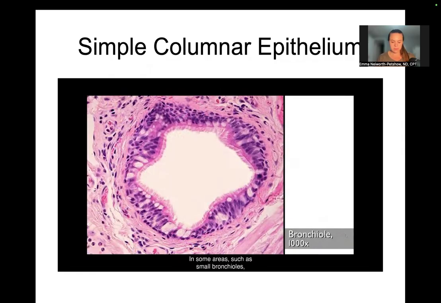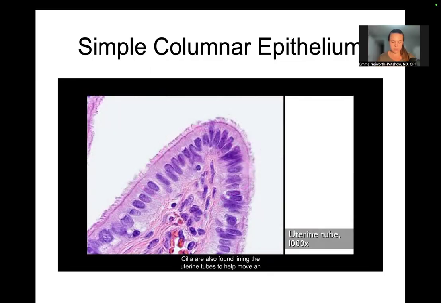In some areas, such as small bronchioles, simple columnar epithelia contain cilia projecting into the lumen. Cilia are tiny cellular extensions that move a substance, such as mucus, in one direction. Cilia are also found lining the uterine tubes to help move an egg cell through the uterine tube to the uterus.